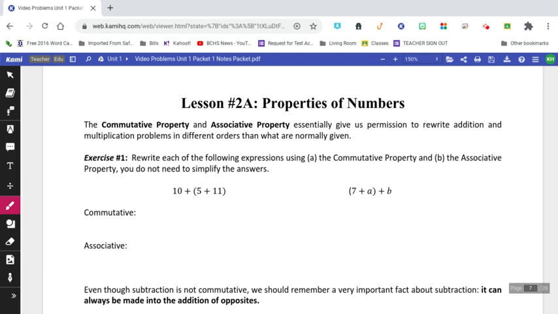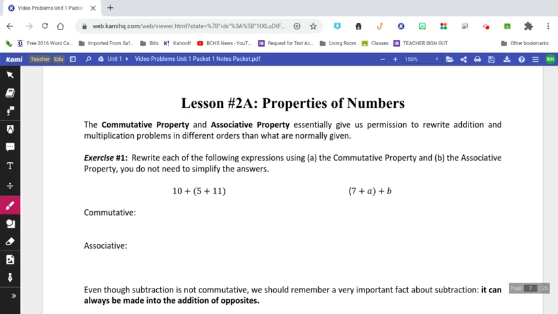Okay, so here is the first video for lesson 2A, properties of numbers. So most of this should be a review of things you went over in middle school or even in grade school. So the first two properties are the commutative property and the associative property. And they basically give us permission to rewrite addition and multiplication problems in different orders than what are normally given.